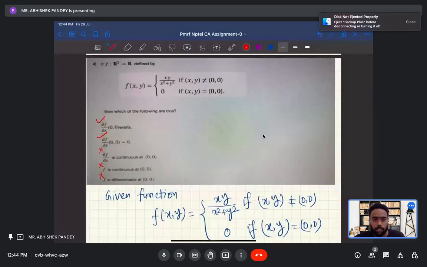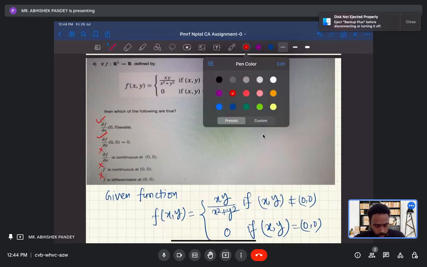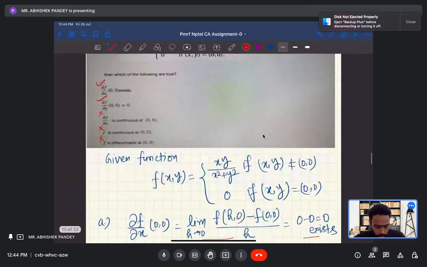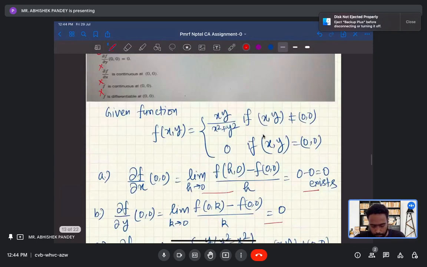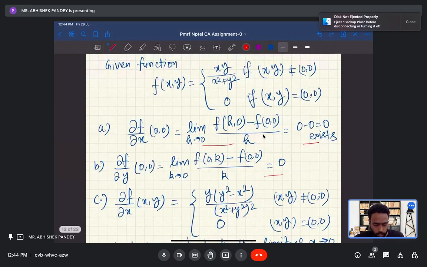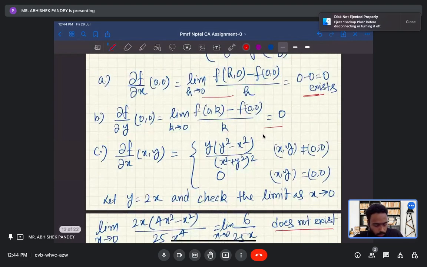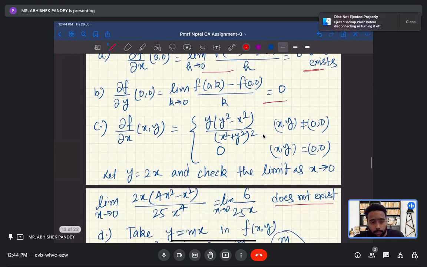It is regarding a function of several variables, basically two variables. So let the given function be f(x, y) = xy/(x² + y²) if (x, y) is non-zero and 0 if (x, y) = (0, 0). So let us check the partial derivative with respect to x at the point (0, 0). This we will get 0. And the partial derivative with respect to y at the point (0, 0) we will get again 0. Okay, so both exist. Partial derivative with respect to x at any point is this.